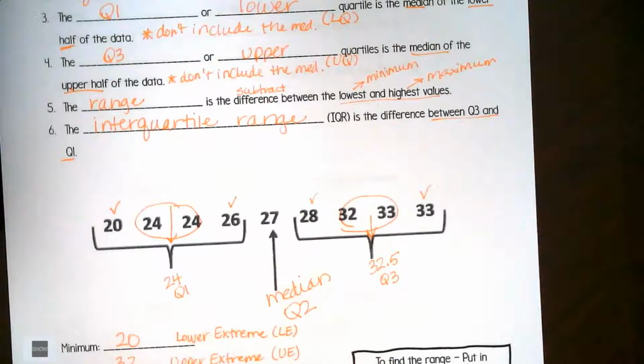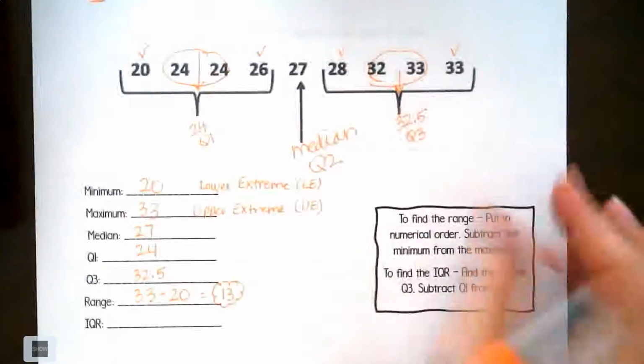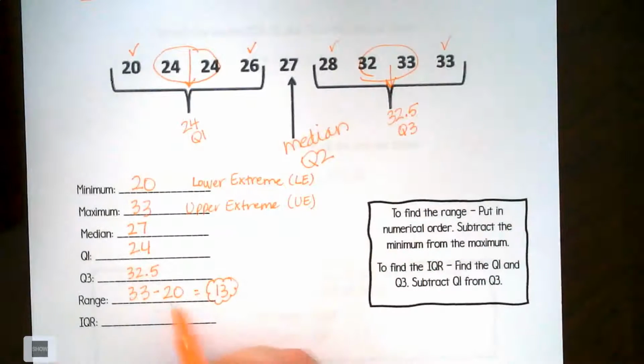That would be 33 minus 20. Now don't stop there. We need to tell people how far apart they are. So it would be 13. So this is the work to show. Oh, I'm writing away and you can't see a thing. Sorry, guys. This is the work you would show to get to your range.